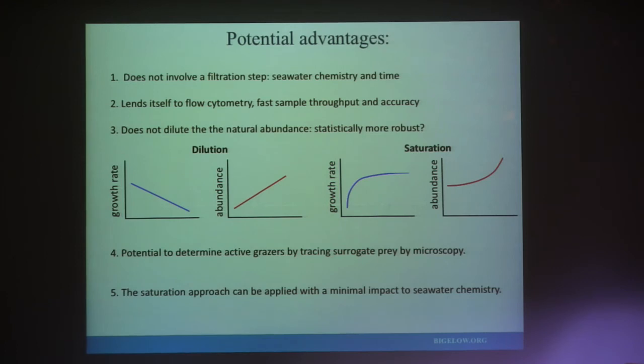Importantly, compared with the dilution experiments, you're not reducing the abundance of the natural prey, so your counts are at the natural levels. In the dilution, you might reduce that to 10%, and then you're trying to determine a grazing rate with that much lower number of counts, so it becomes statistically less robust. And that's what I've tried to show here.